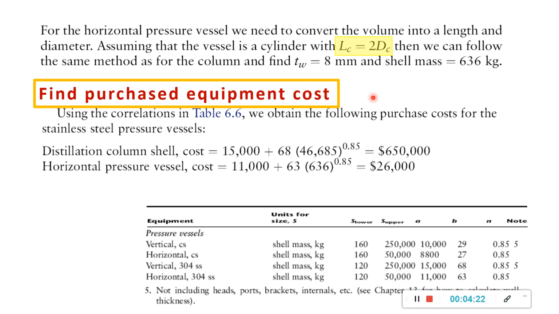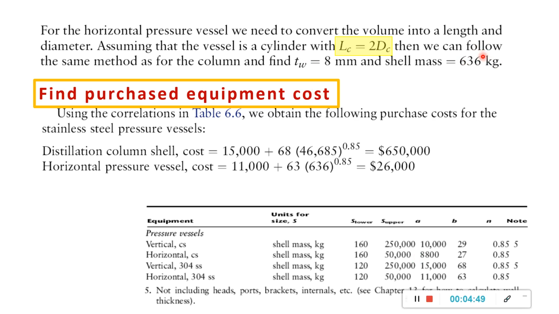For the horizontal pressure vessel, since we have one in the list, we need to convert the volume into a length and diameter. So we assume the vessel is a cylinder with the length equal to a multiple of the diameter. Then we can follow the same method as for the column to find the wall thickness, and then we can calculate the shell mass, which is calculated here as 636 kilograms. You can later try this whether you get 636.